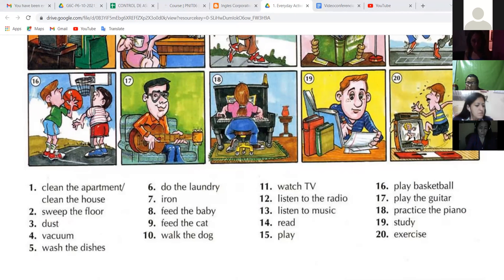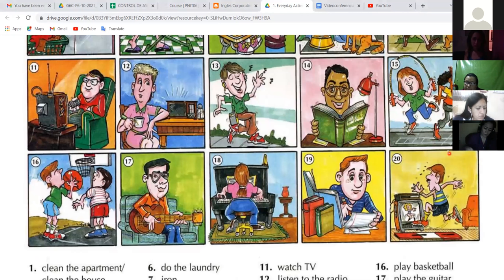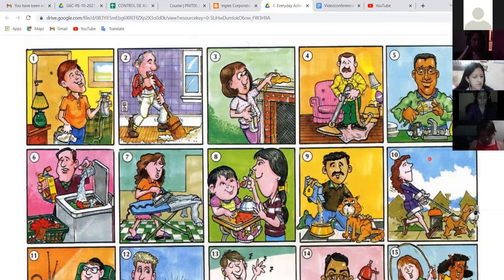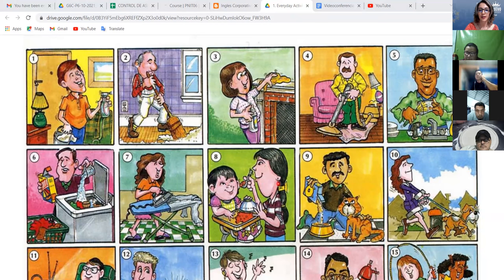Okay, now let's continue with Anna. One sentence, Anna, please. Number five, teacher. He did washing the dish. You have two options, Anna. You can say he did the dishes. This is one option. Or he washed the dishes. That's option two. Both are correct. All right. Thank you.